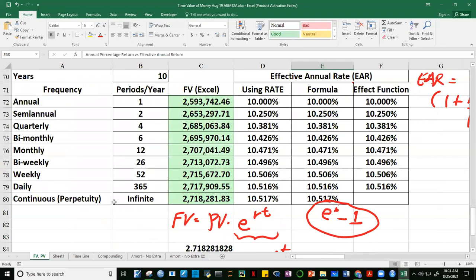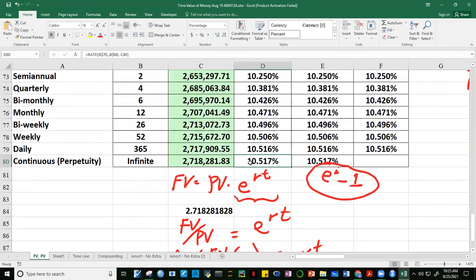Okay, so importante din malaman natin guys yung continuous compounding o yung perpetuity natin. To get the future value, we use this formula. To get the interest rate, we use the e to the I minus 1. Yung I natin yung nominal.